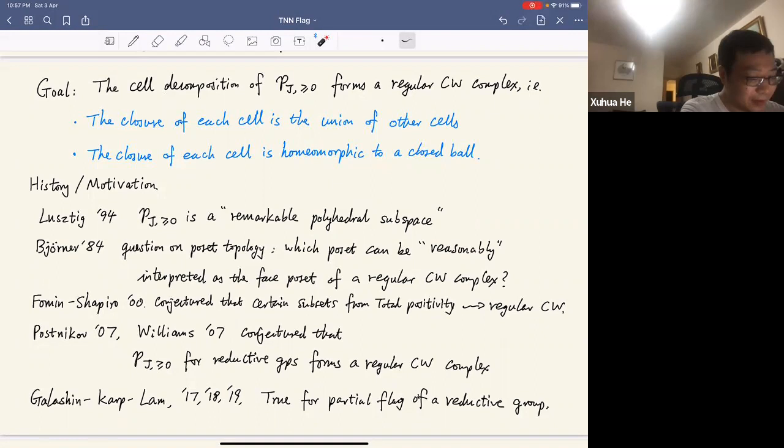So in this series of papers, they showed that the cell decompositions of the totally non-negative part of the partial flag for reductive groups form a regular CW complex.